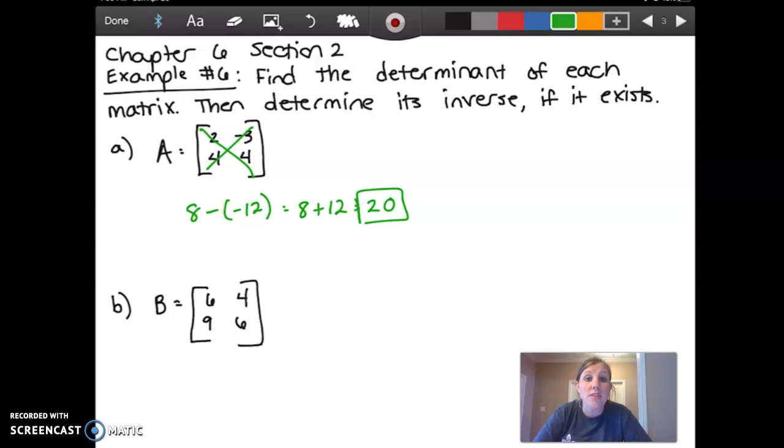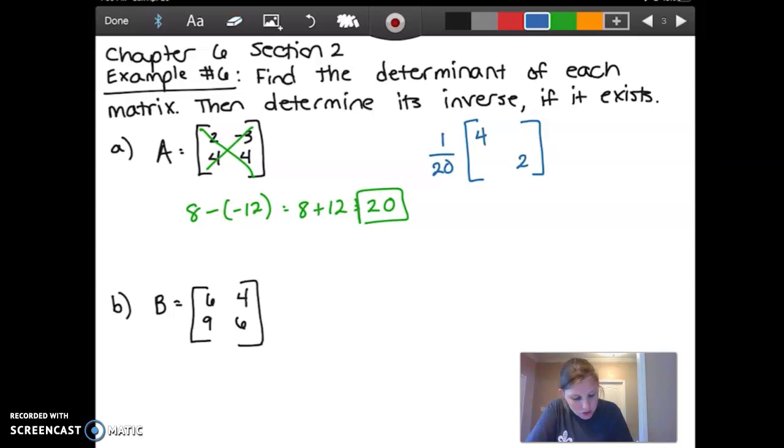Since I know that the determinant is a number that is not 0, then I can go ahead and solve for the inverse. That means I would be multiplying by 1 over 20. Then I would swap the 2 and 4 to get 4 and 2, change the sign of a negative 3 to a positive 3, and a positive 4 to a negative 4.